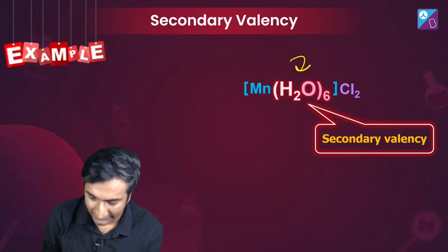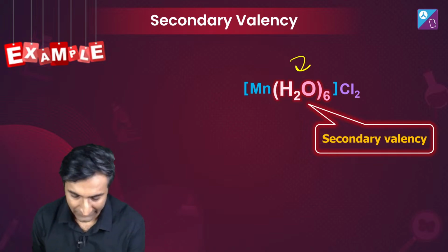ओके, सो मैंगनीज का है 6. Some metals show 4 and 6 both. We'll look at those examples as well.